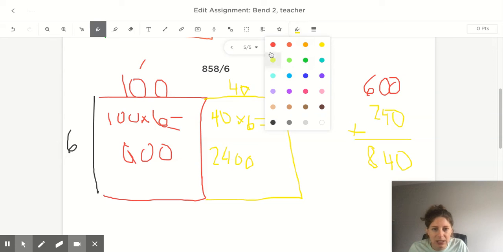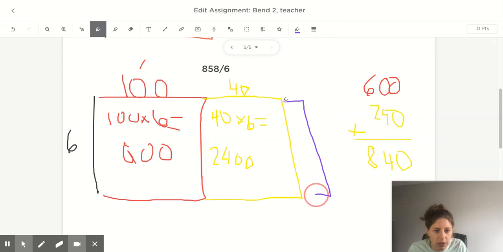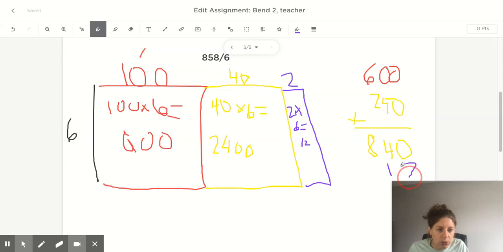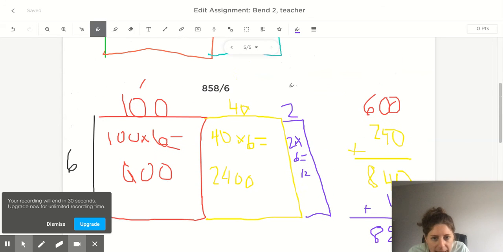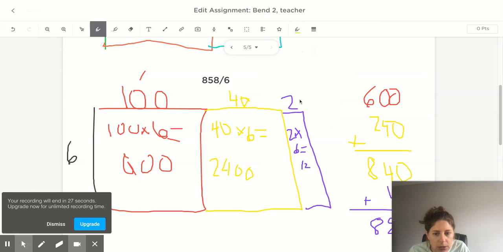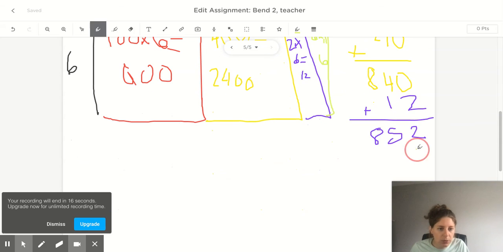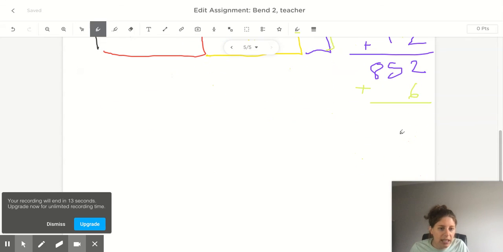What if I did 2? Let's do 2 because that's 12, and I know that will get me pretty close. 2 times 6 equals 12. Okay, so now I've passed out 12 more. That's 852. Well, I still need to pass out 6 more. Let me do it really quick. 6 more. So, that's just 1, because 6 times 1 equals 6. Okay, I passed out 6 more. Now I've passed out 858. That's all that I needed to pass out.